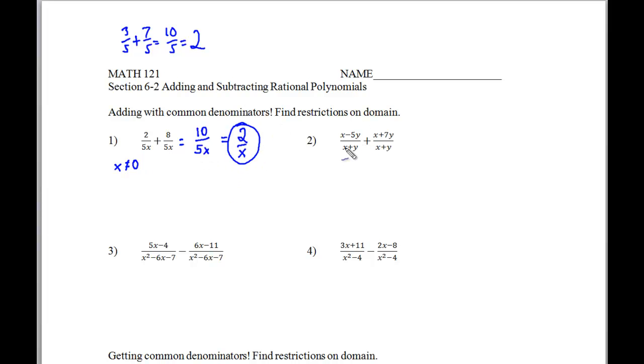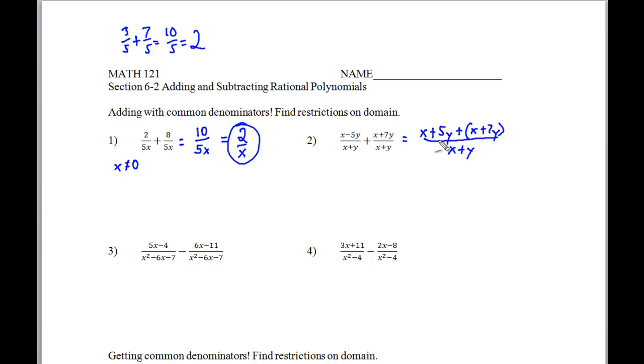Now in this problem, since I have x's and y's, I don't have to worry about restrictions on the domain because this is an x and a y. We would just have to be sure that x and y aren't opposites because that would give us a 0 in the denominator. But since my denominator is the same, I can just add across the top. So I have x plus 5y plus our second set of parentheses, x plus 7y, in our second fraction, and this is all over x plus y.